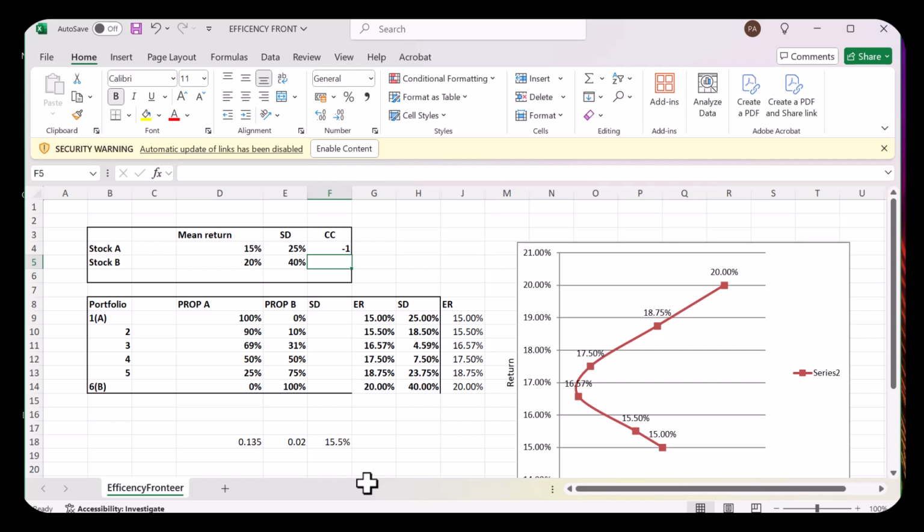So then you look at this portfolio. This is the standard deviation. This is the risk. This is the return. So risk is becoming lower and lower. So it is bulging, it is becoming this shape.